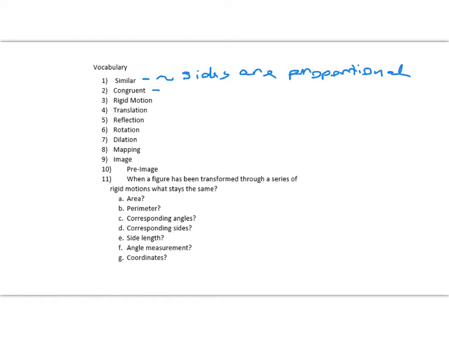Congruent means it's exactly the same. A rigid motion, remember that a rigid motion is our translation, reflection, and rotation only. And a rigid motion preserves angles and side lengths. So, in other words, you have the exact same figure. Everything is exactly the same. It's only been moved.